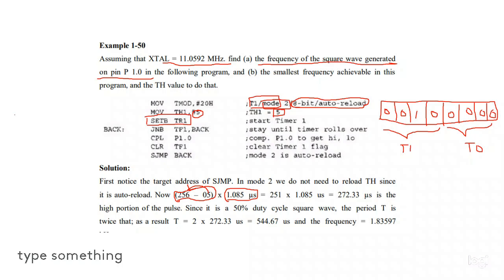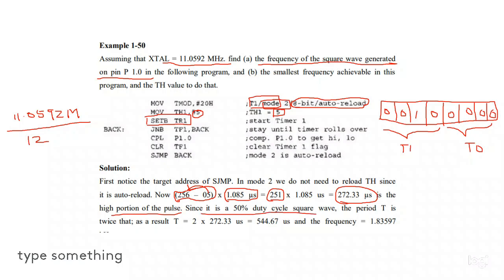So what does 1.085 microsecond indicate? You have a crystal frequency of 11.0592 megahertz divided by 12, so you get 1.085 microsecond. So 256 minus 5 gives 251. 251 into 1.085 microsecond gives 272.33 microsecond, which is the high portion of the pulse.